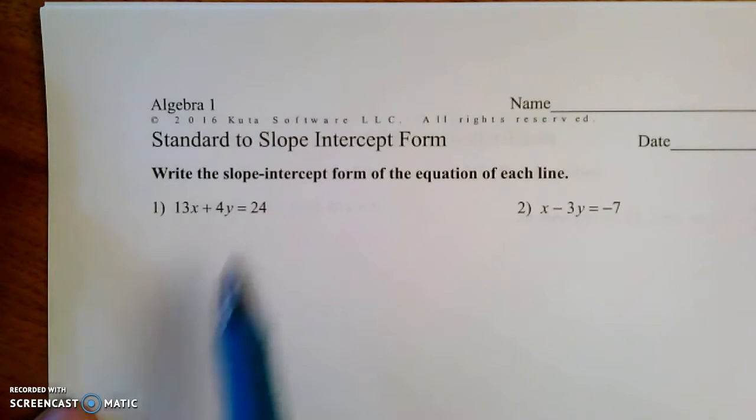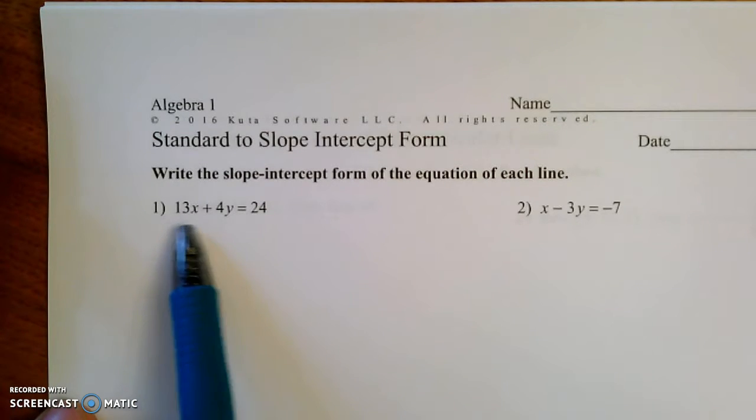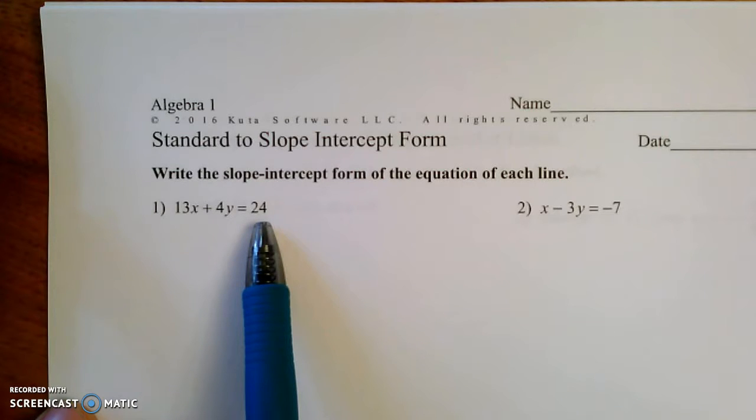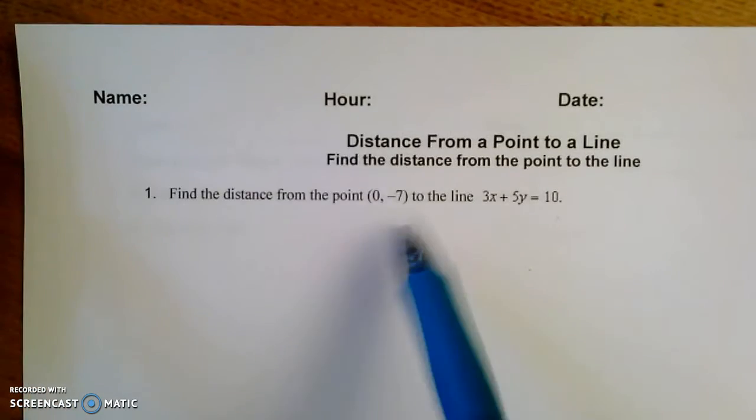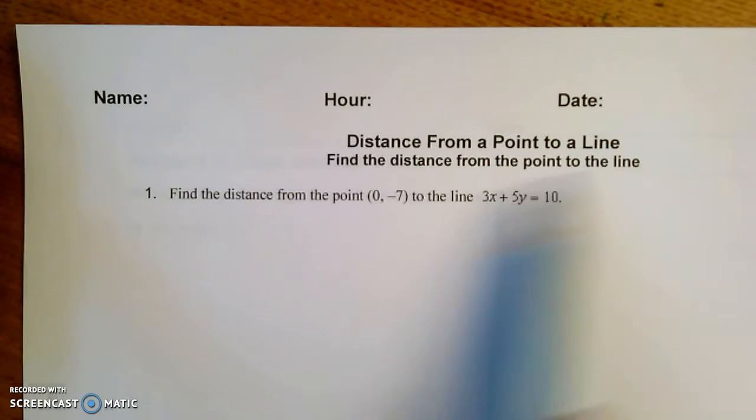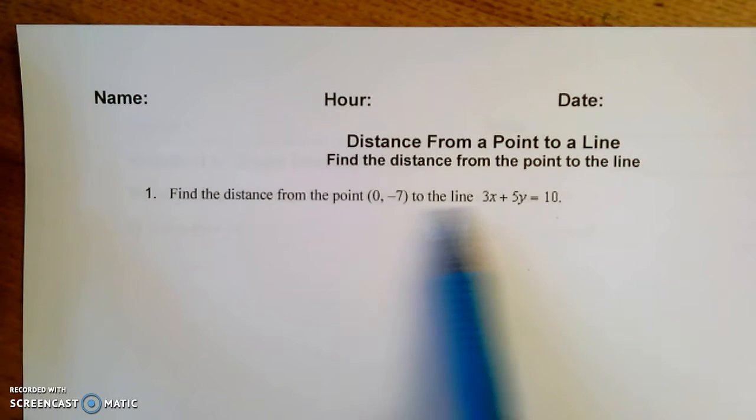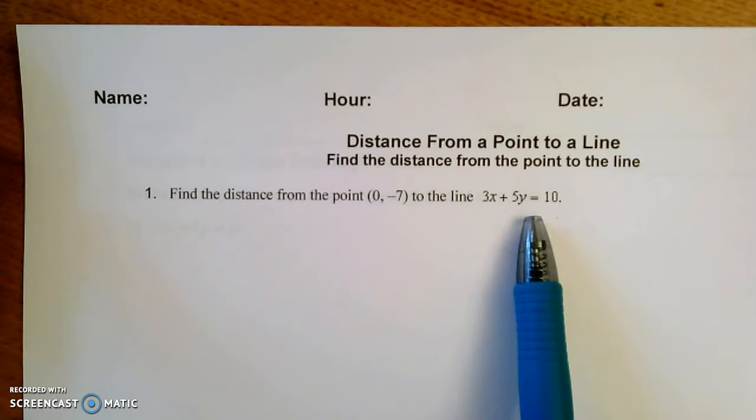Alrighty, in this exercise we're going to be taking equations in standard form and rewriting them in slope-intercept form. Why, do you ask, are we doing that? Well, ultimately, we need to find the distance from a point to a line. The distance from this point, for example, to this line right here. How far away is this point from this line?